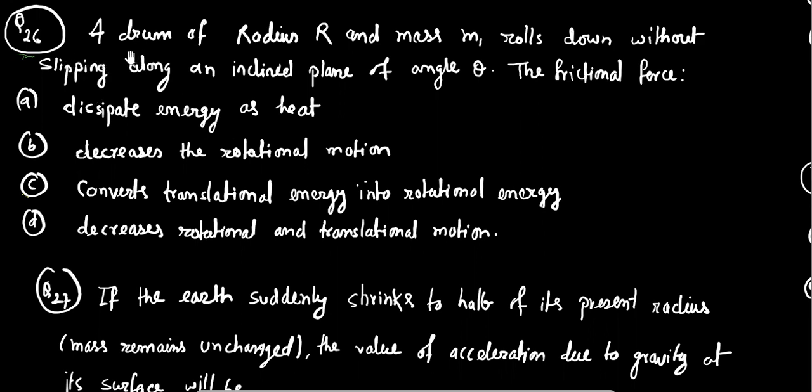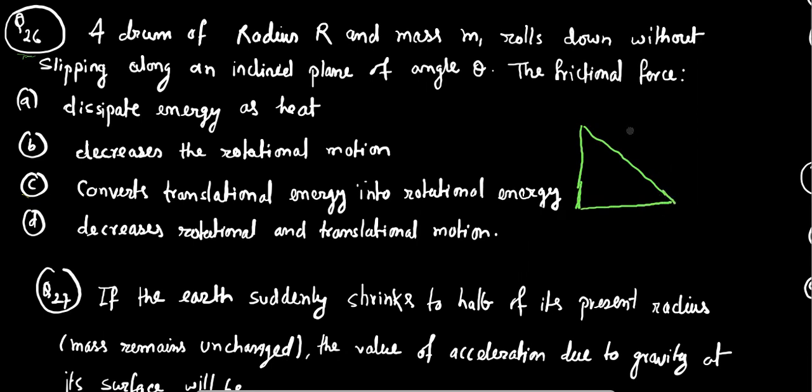Let us read it first. A drum of radius r and mass m1 rolls down without slipping along an inclined plane of angle theta. The friction force: there are several options: dissipates energy as heat, decreases the rotational motion, converts translation energy into rotational energy, and decreases rotational and translation motion. From the question we are clear that it is based on rotational dynamics.